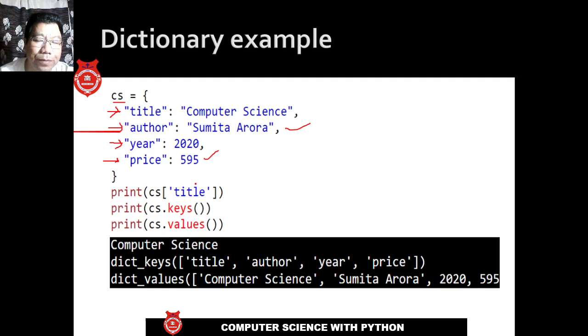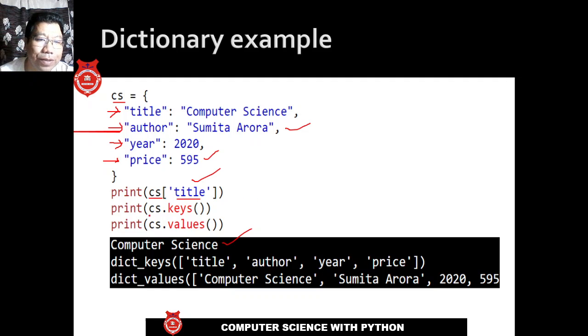So we can print whatever we want from this dictionary by specifying the name of the dictionary, and within the square brackets we can specify the key name. What is the key name here? The key name is title. So what will be printed out? The value of the title will be printed out, that is computer science.